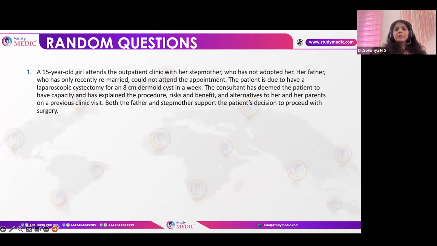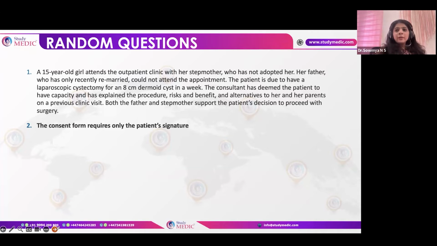The consultant has deemed the patient to have the capacity and has explained the procedure, risk, benefit, alternatives to her and also to her parents on a previous clinic visit. Both father and stepmother support the patient's decision to proceed with surgery. Now, who has to give the consent?